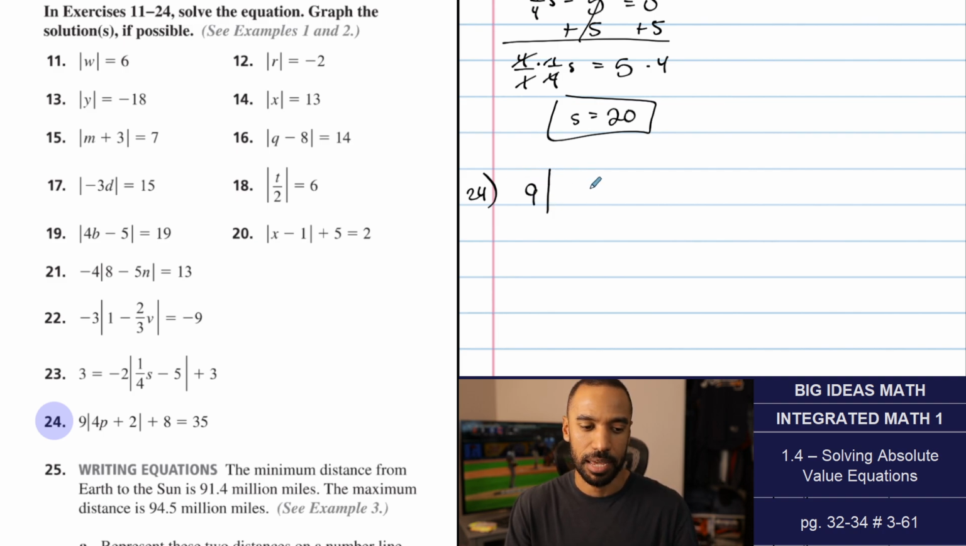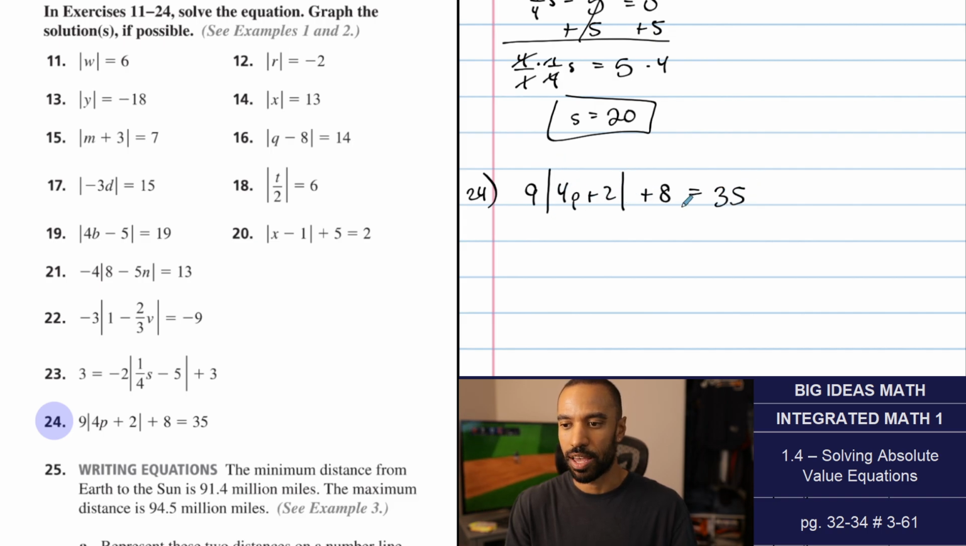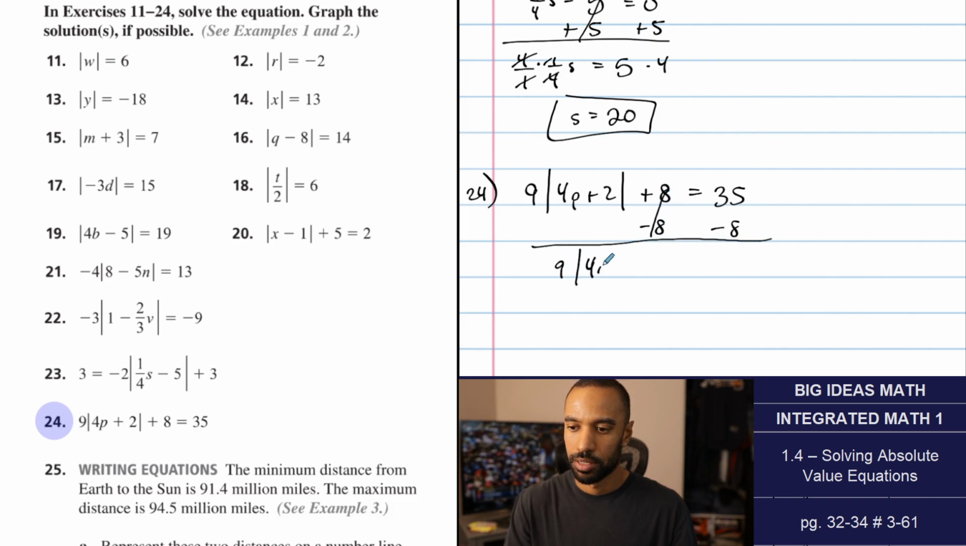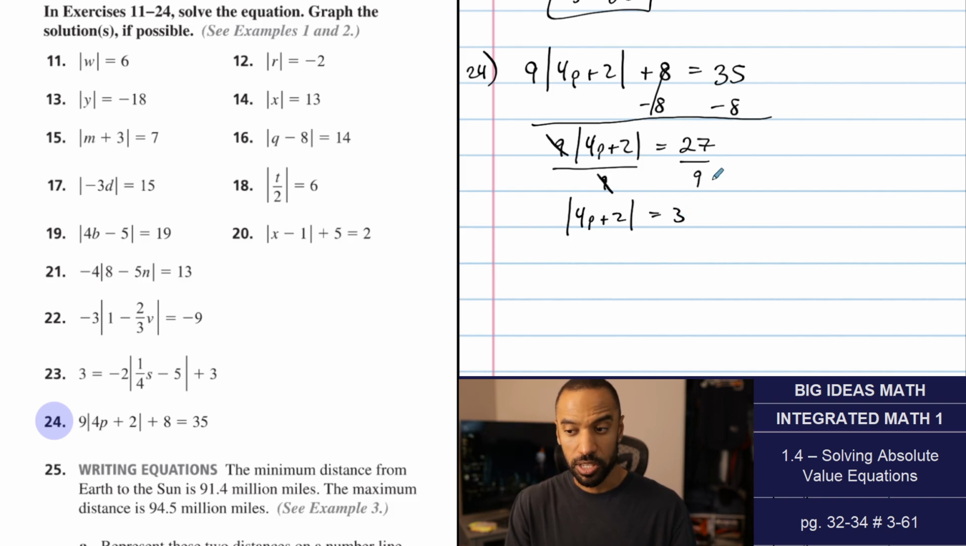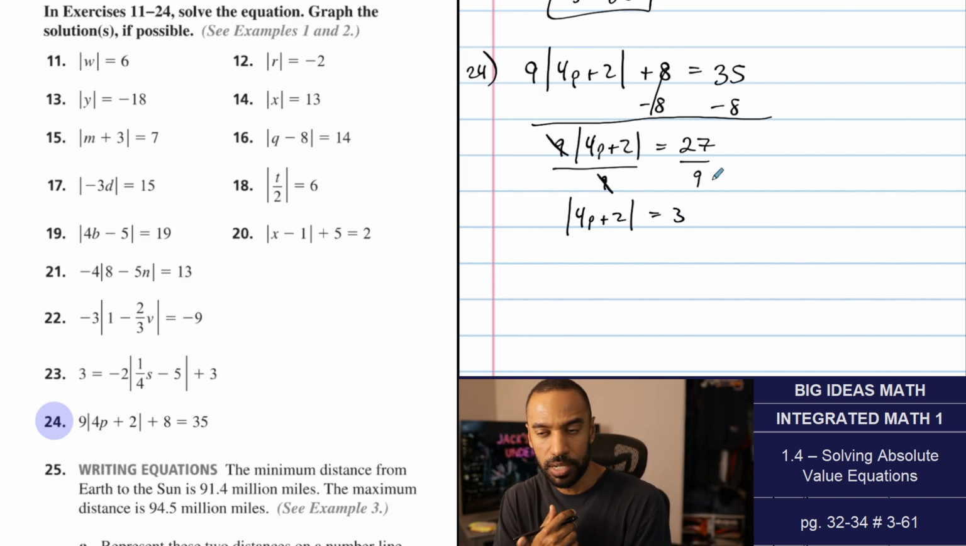Number 24, we have 9 times the absolute value of 4p plus 2, plus 8, and this all equals 35. Let's do some of that work to get the absolute value by itself, first by subtracting 8 from both sides. And then we'll divide both sides by 9. So when we divide both sides by 9, now we truly reveal what's on that other side as we take the absolute value of 4p plus 2. And this equals 3. So it's a positive number, which means we can proceed.